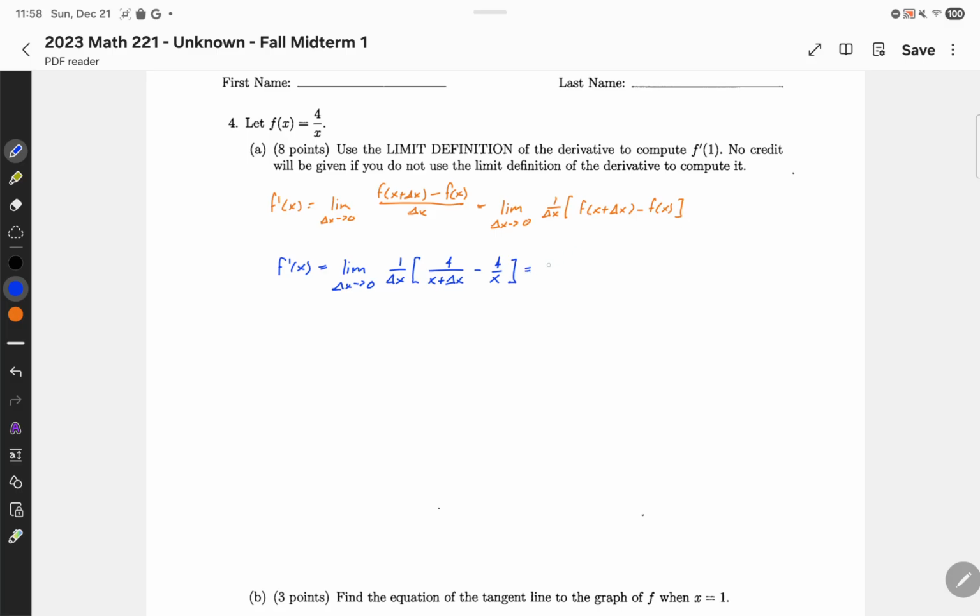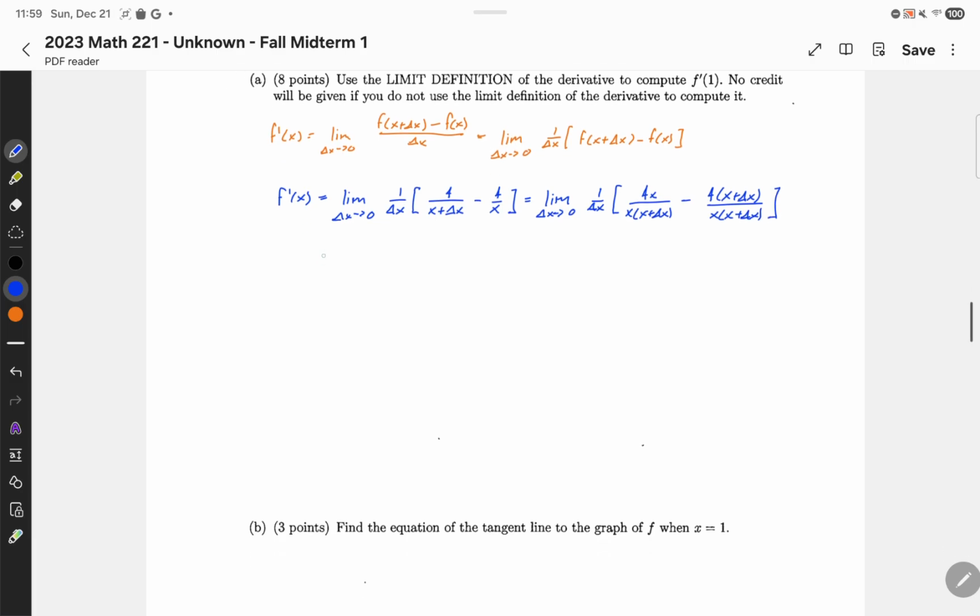Now, this is going to be equal to the limit as delta x approaches 0 of 1 over delta x times, let's go ahead and give a common denominator here in the middle. We're going to get 4x over x times x plus delta x minus 4 times x plus delta x over x times x plus delta x, sorry, just like this.